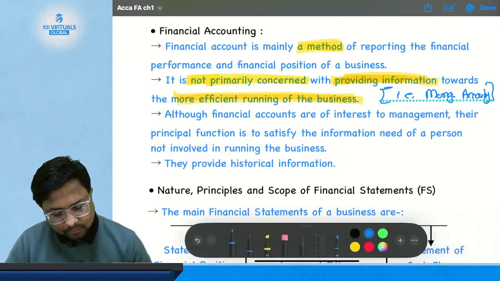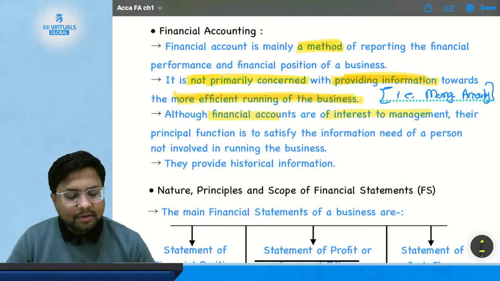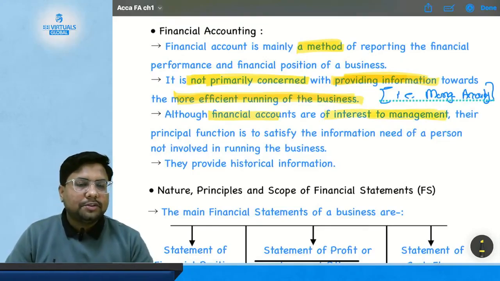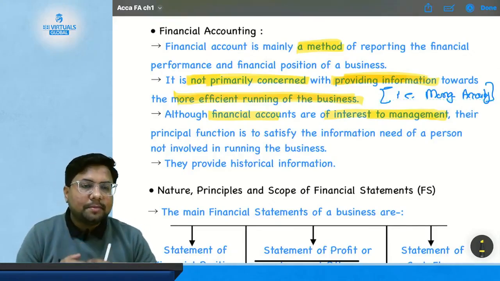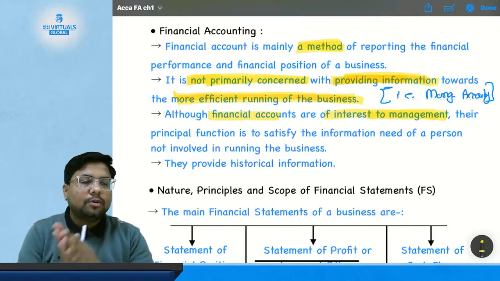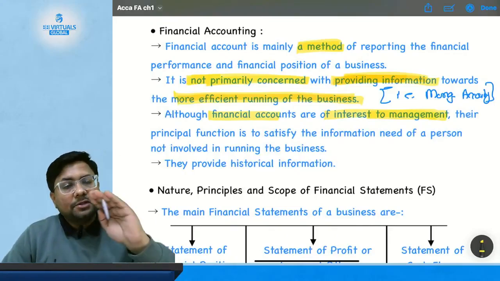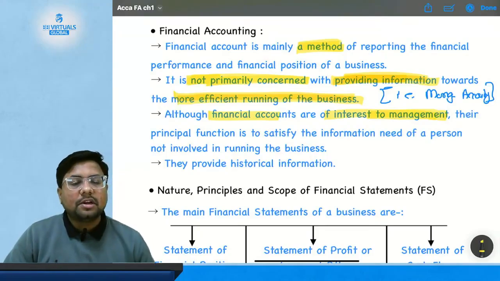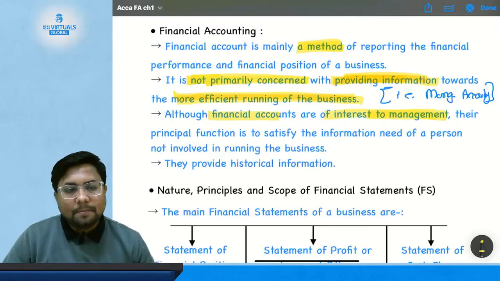Although financial accounts are of interest to management. Suppose management needs to know how much profit they have earned, how much loss they have incurred, what their assets are, what their liabilities are. So management can use financial accounting, but it is not the primary function of financial accounting to provide information towards the more efficient running of the business.